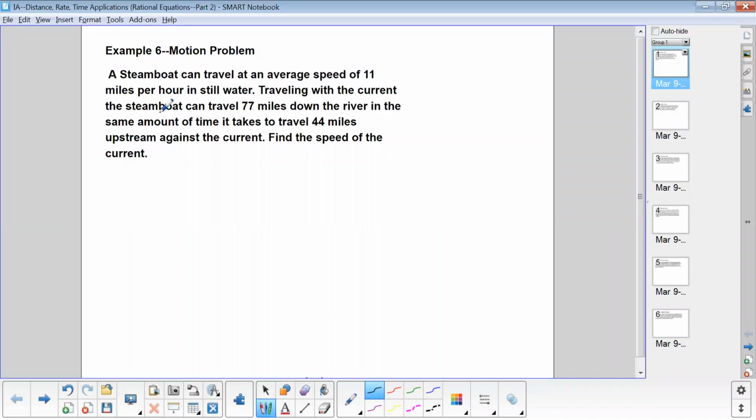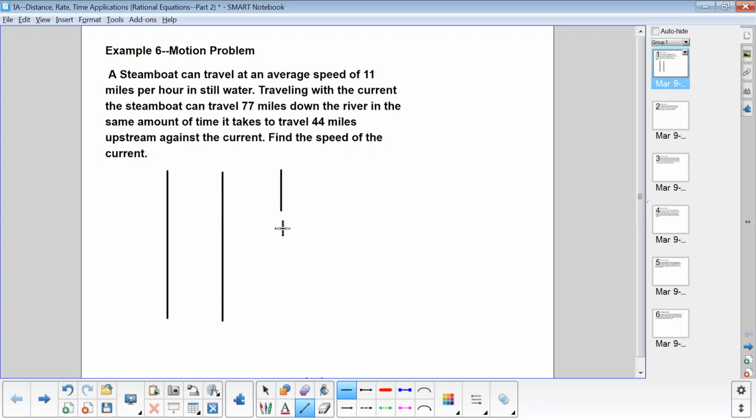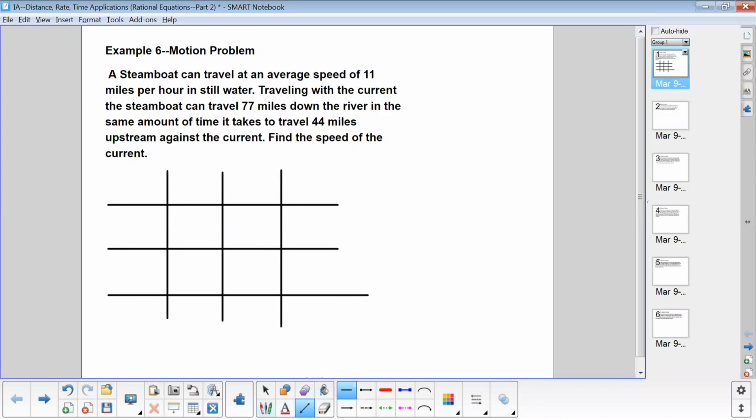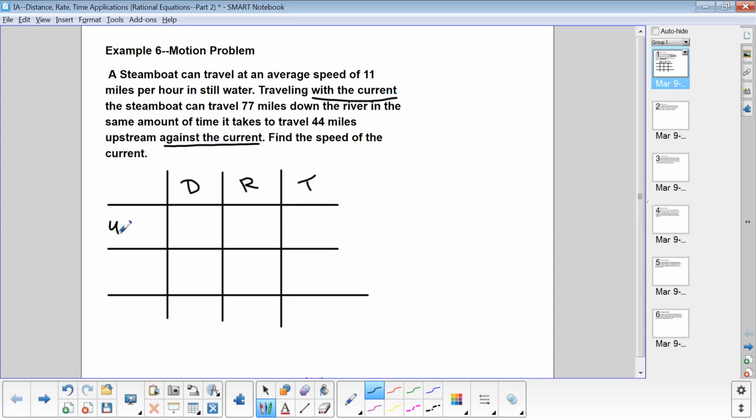This is the second half, or part 2, of our motion problems. So we have a problem here with a steamboat. We're going to go ahead and set up our distance, rate, time, a way that we can organize. So we've got distance, rate, and time. We've got a steamboat traveling with the current, and then a time where it's going against the current. So we can look at upstream and downstream.